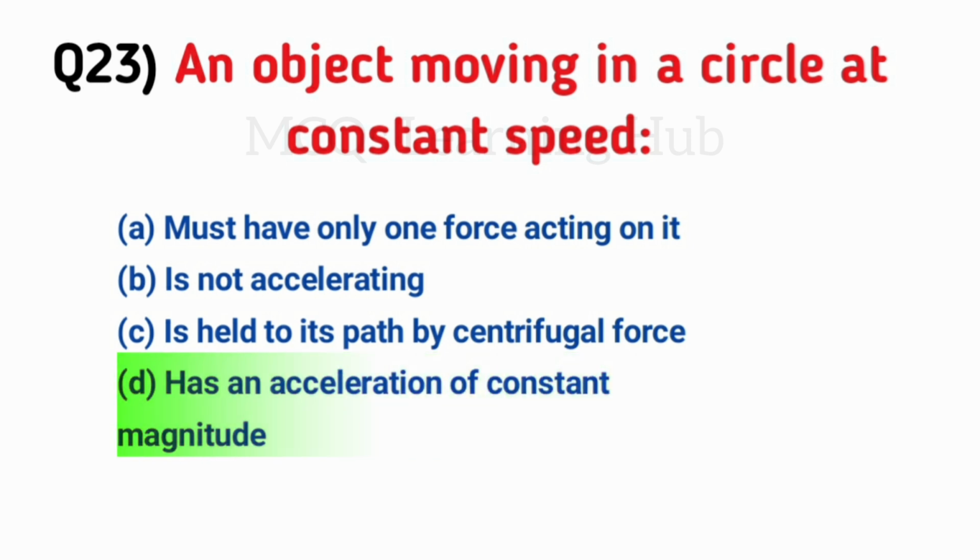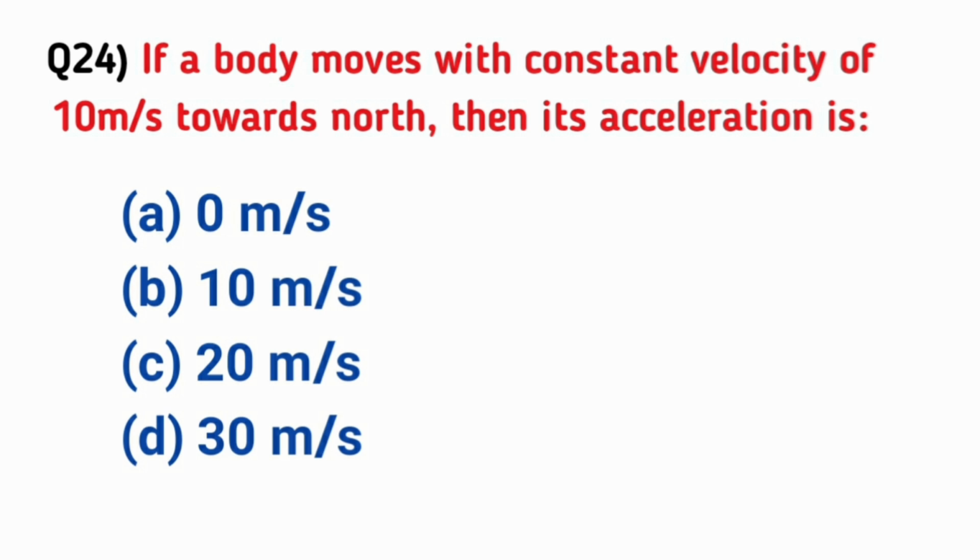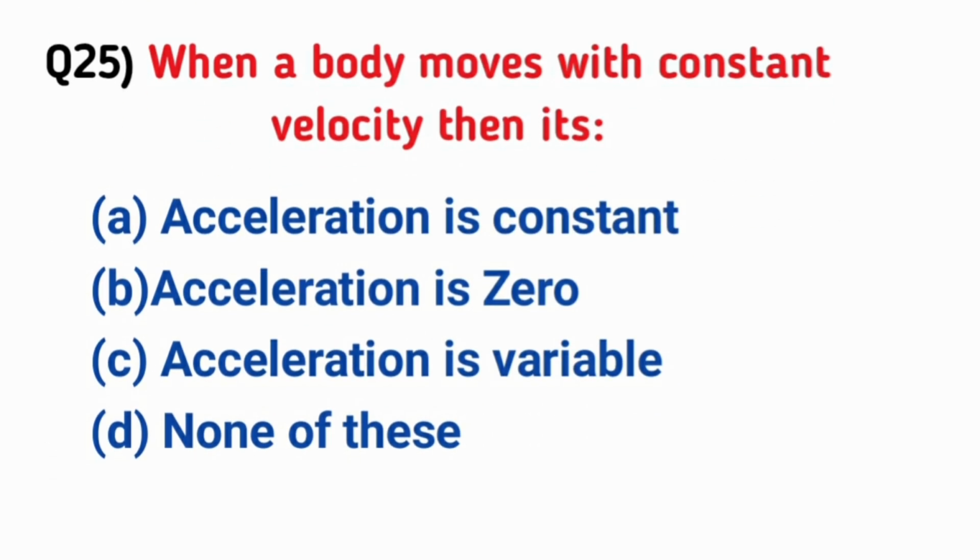Option D is correct. If a body moves with constant velocity of 10 meters per second towards north, then its acceleration is. Option A is correct. When a body moves with constant velocity, then its. Option B is correct.